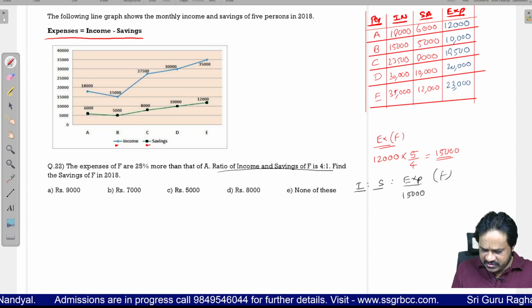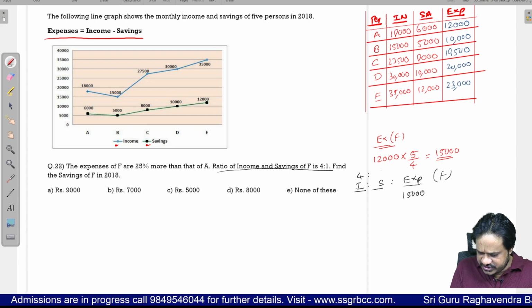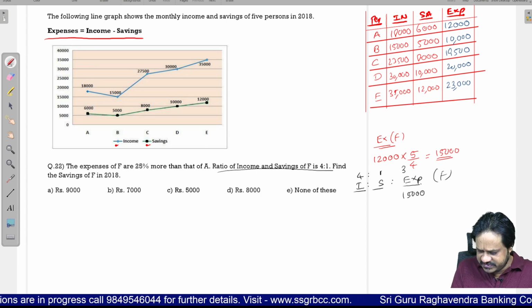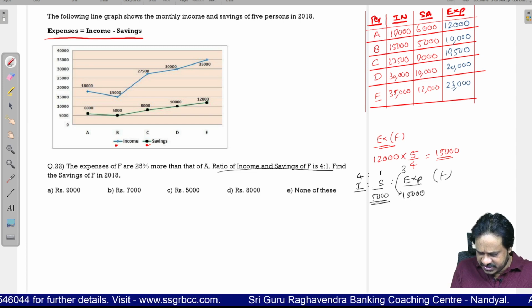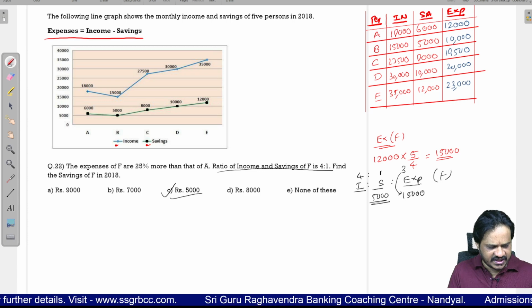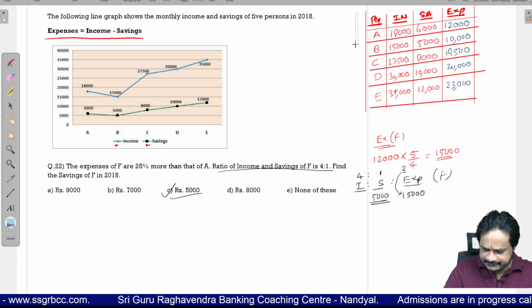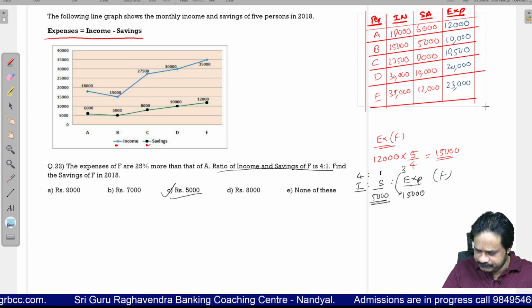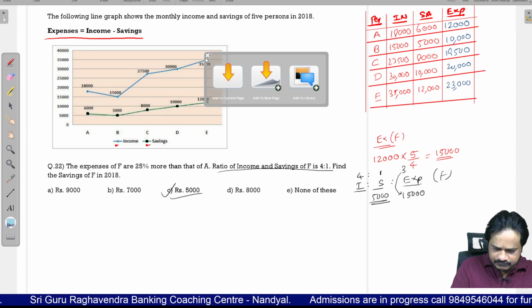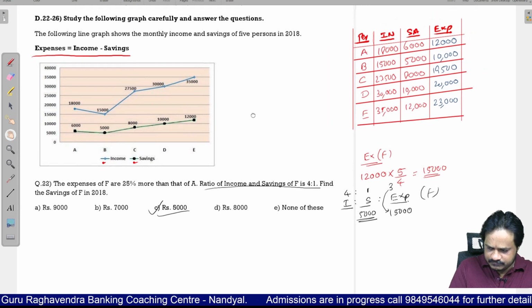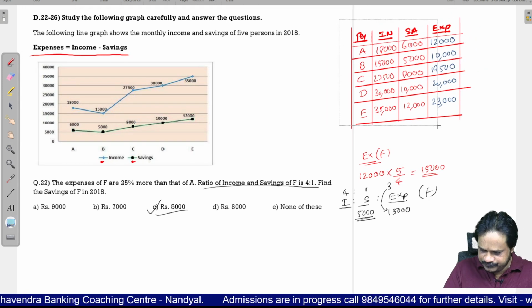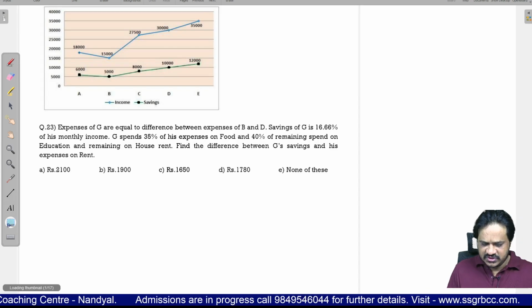Now, income and saving, the ratio is given 4:1. If income is 4 and saving is 1, expenditure is 3 parts. 3 parts is 15,000. Then 1 part will be equal to 5,000. That is the saving. 3 is the correct answer, 5,000. Let us see the next question.